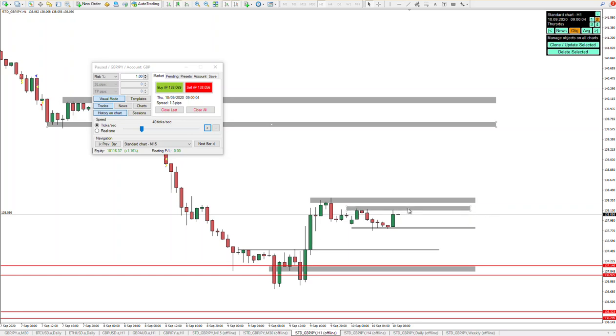Nothing here. Even if we break out of this range, then we have this resistance in the way. It's really beautiful if we can break out, retest this area to go up, or if we can break out of this range, retest it and go down. Let's see what we get. Frankfurt opened.